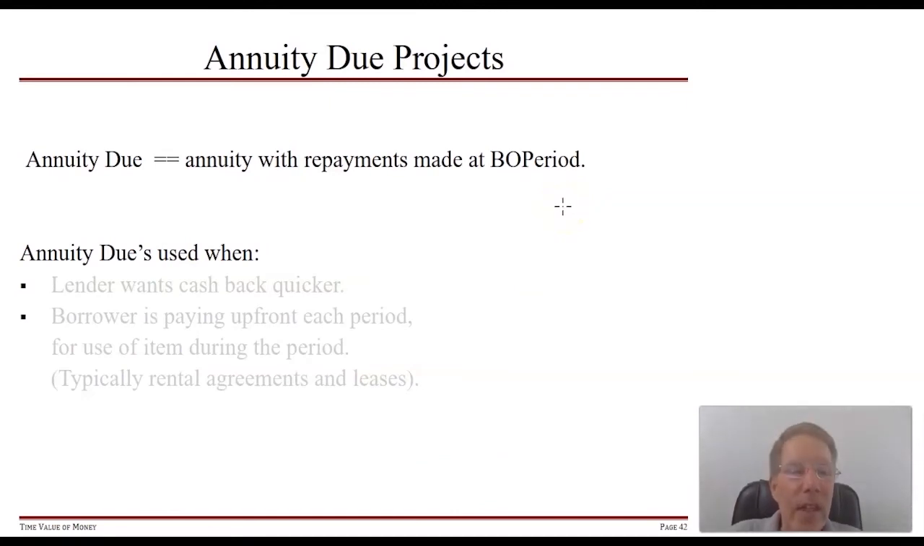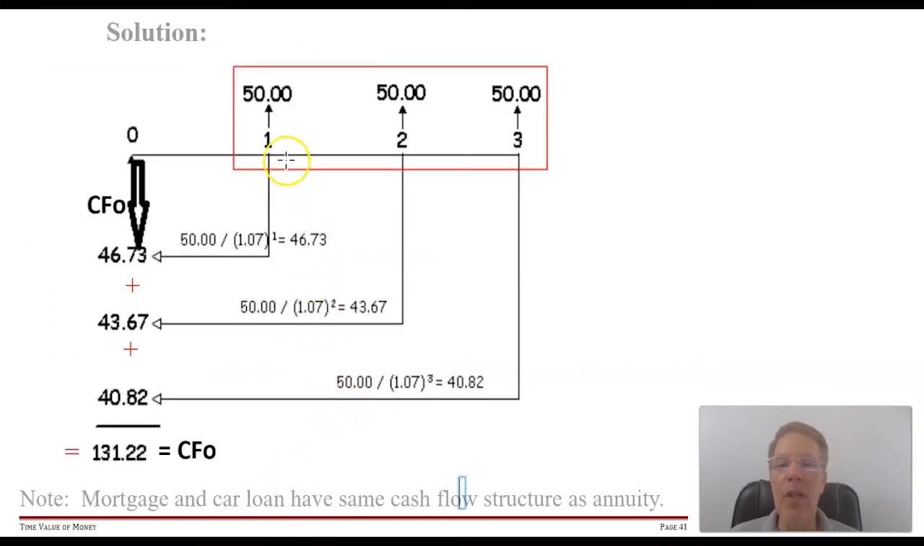All right, so now let's think a little bit about annuity due projects. Annuity dues are annuity projects with repayments made at the beginning of the period instead of the end of the period. So in this case, we saw Velocity was making payments to its customers at the end of year 1, the end of year 2, the end of year 3. For a 3-year annuity due, they would make the first payment at the beginning of year 1, the beginning of year 2, and the beginning of year 3.